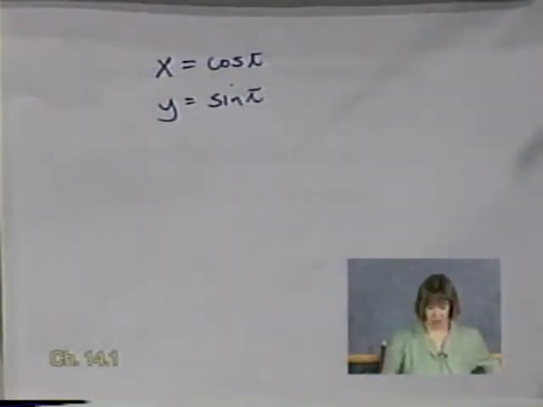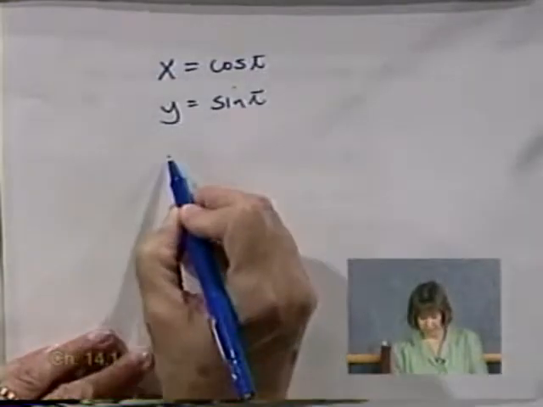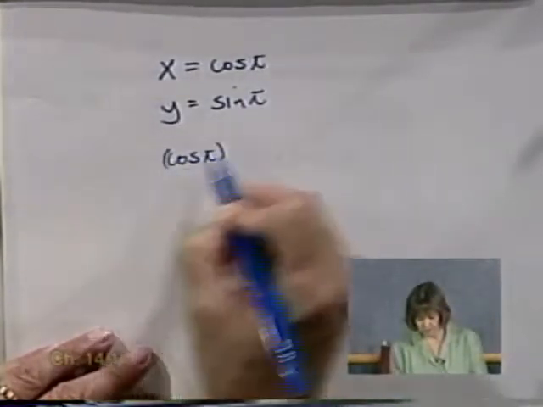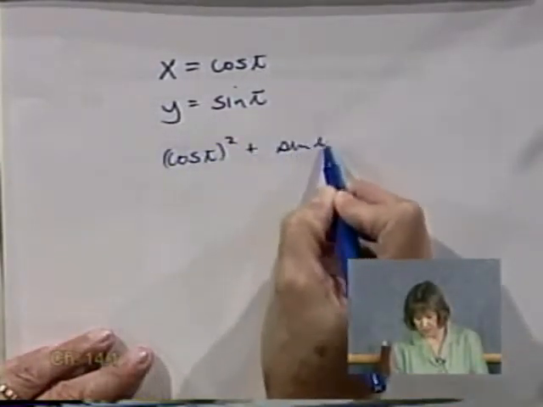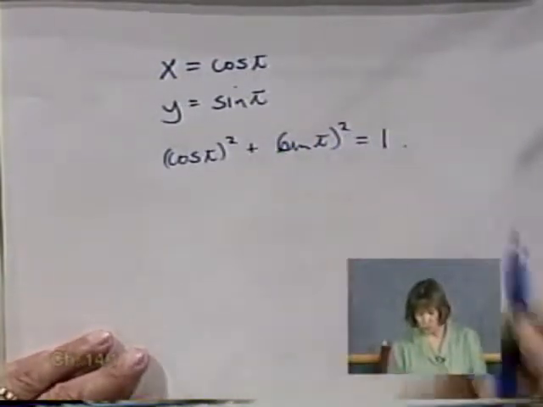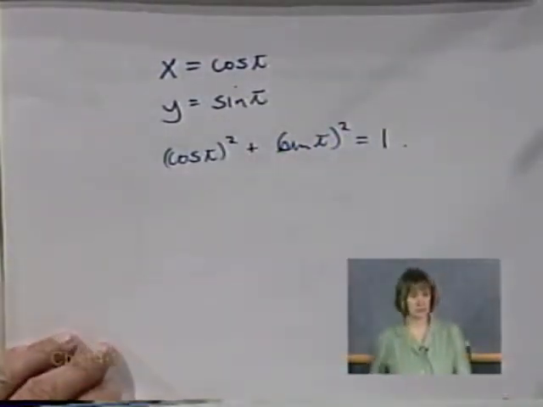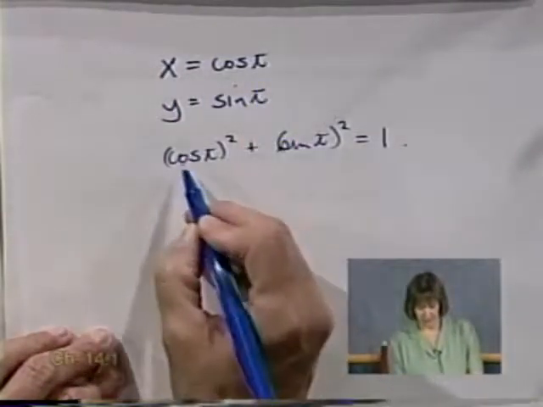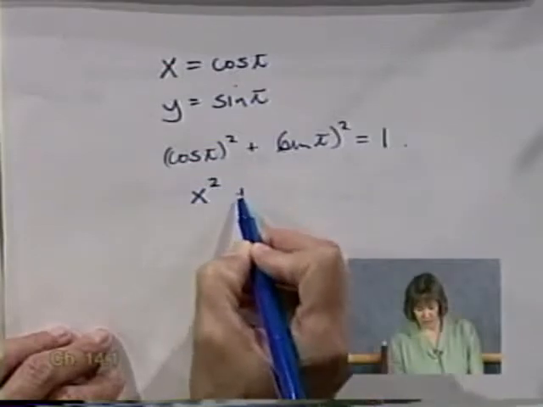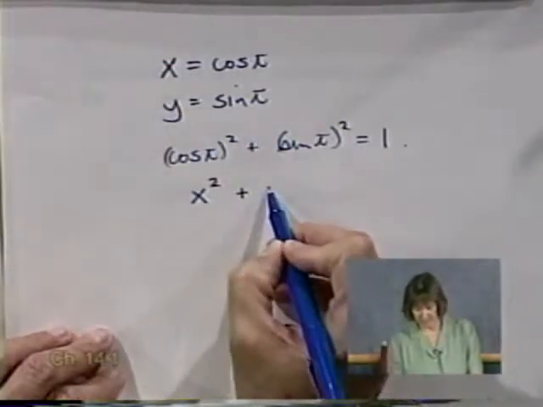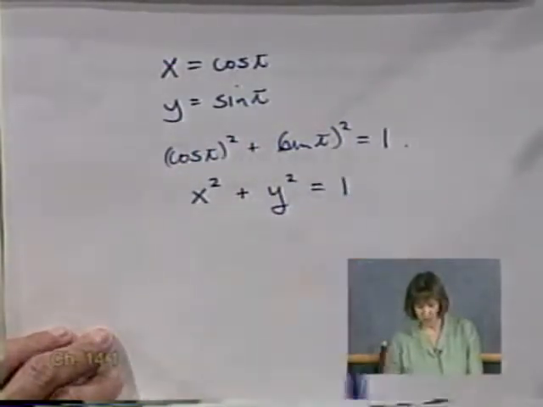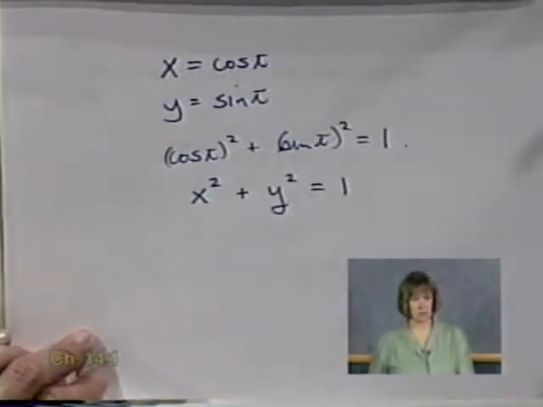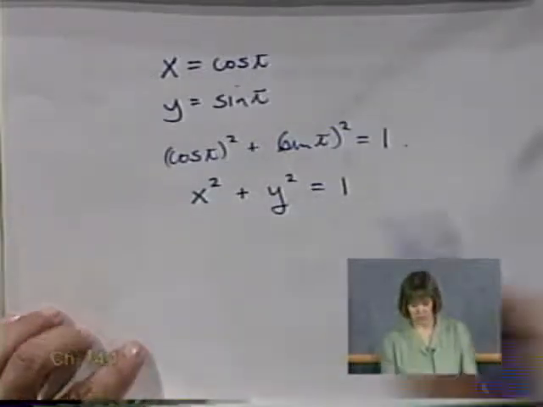The reason it's a circle is, I think most of us know the trig identity, cosine squared plus sine squared is equal to 1, or sine squared plus cosine squared is equal to 1, right? Well, if x is cosine t, we have x squared here. If y is sine t, we have y squared here. What kind of circle is that? X squared plus y squared equals 1. It's a circle of radius 1 centered where? At the origin.